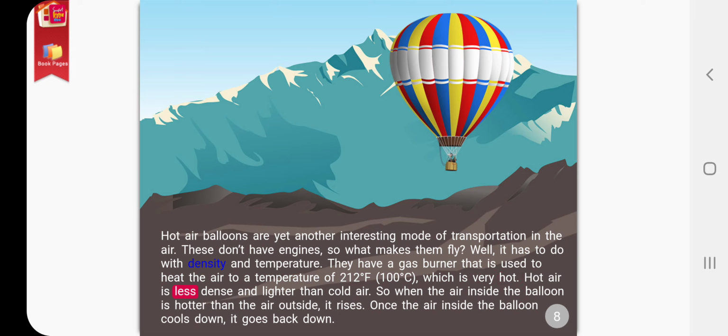Hot air is less dense and lighter than cold air. So, when the air inside the balloon is hotter than the air outside, it rises. Once the air inside the balloon cools down, it goes back down.